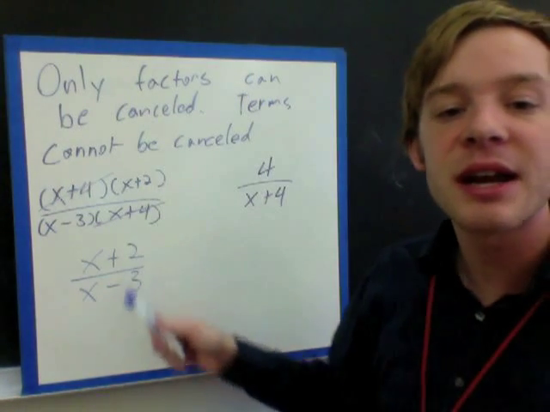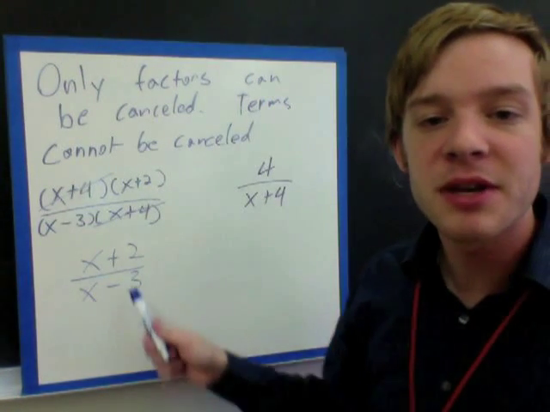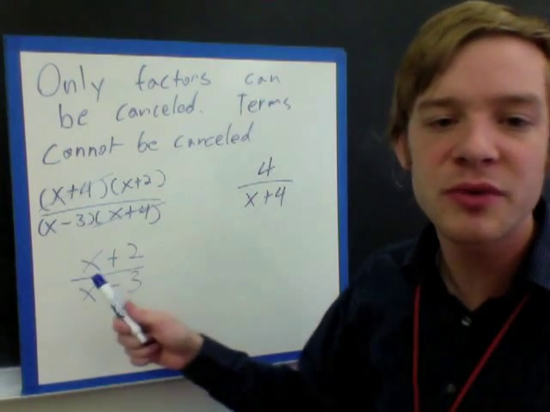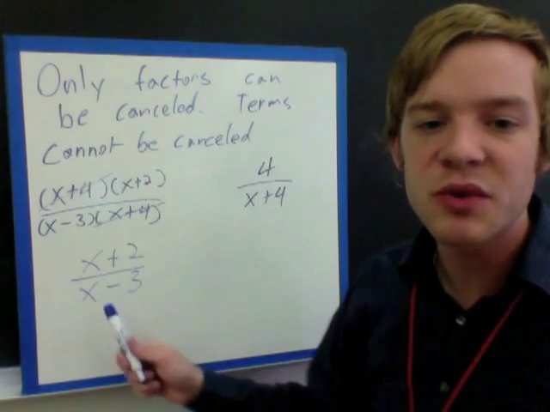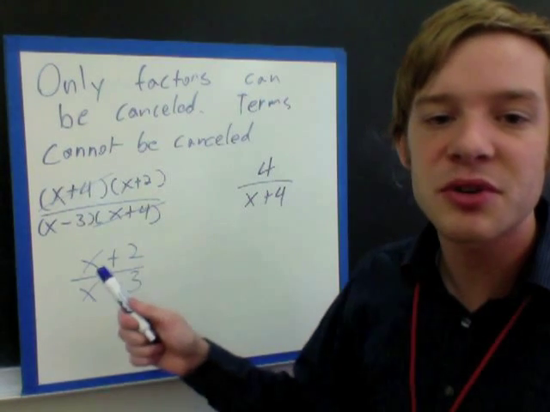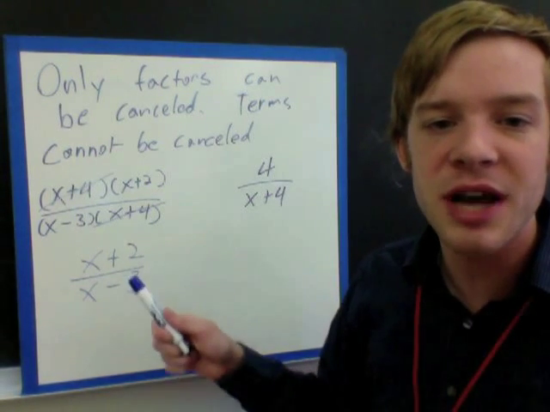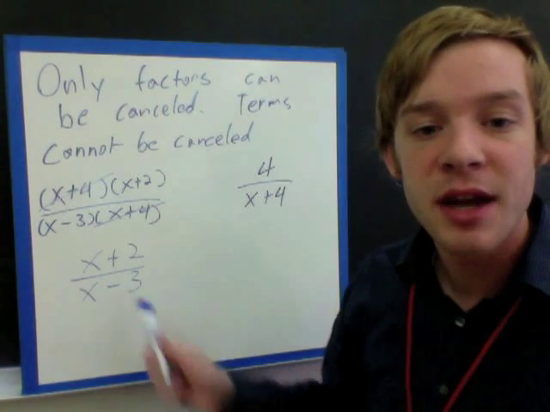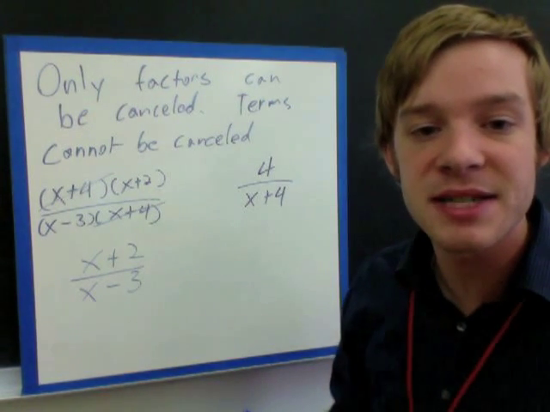Now, right here, I cannot simplify this any further because there's nothing that is multiplied together. The only thing that I have is an x plus 2, we've got addition, and the x minus 3, we've got subtraction. So these are terms here in the numerator and denominator. They're not factors. So there's nothing we can cancel out, and this would be our answer. That is the simplified form.